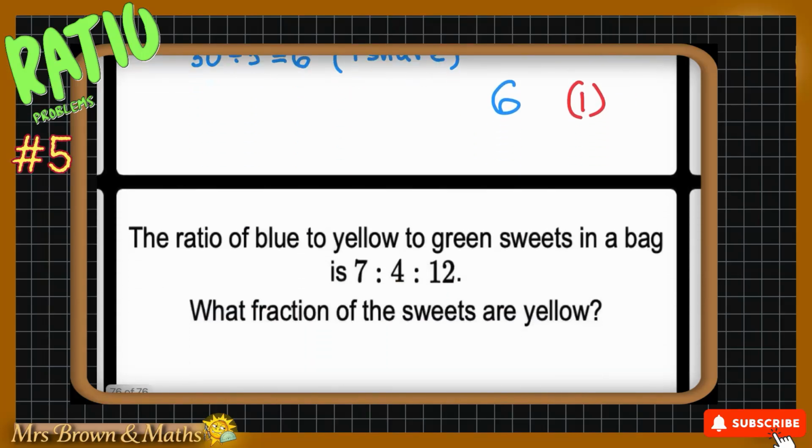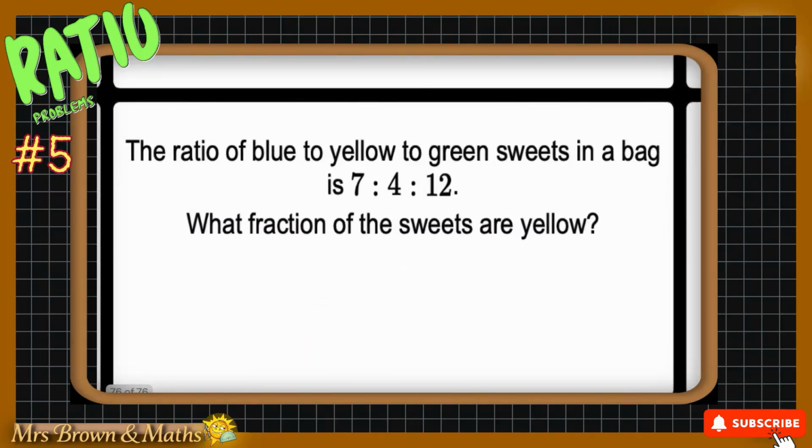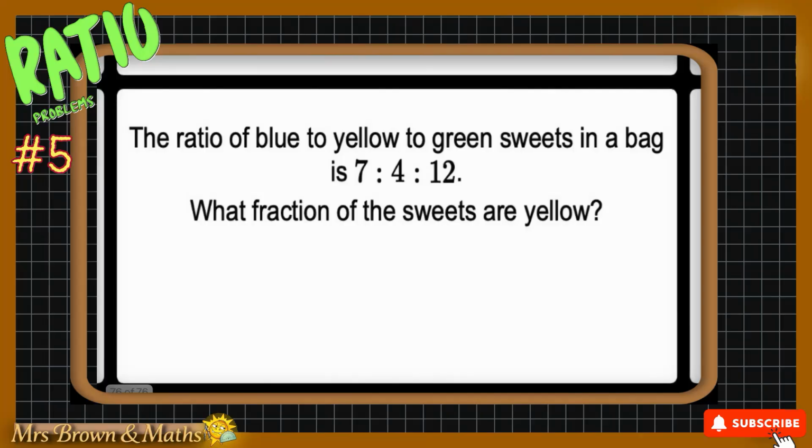Question 5. The ratio of blue to yellow to green sweets in a bag is 7 to 4 to 12. First of all, look at the order in the sentence. Blue is first, it means 7 is for blue, yellow second, 4 is for yellow, and green is third, so 12 is for green. Now, look at the question. The key word is fraction. We need to work out fraction of the sweets which are yellow.